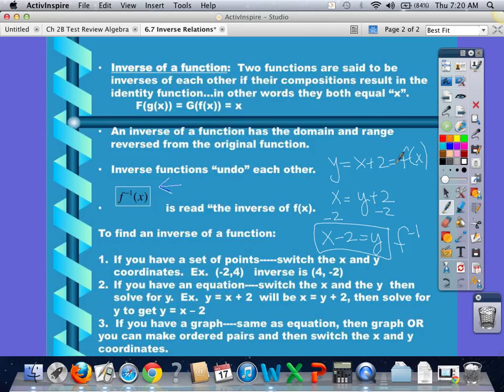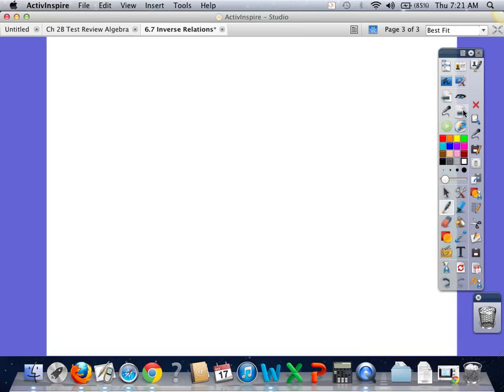And if you have a graph, you're going to do the same thing as an equation. You can graph your equation, find your points if you want to, and then switch them and then graph those points and make your inverse. Or you can take the equation, switch x and y out, solve for y, and graph the inverse. Either way will work. All right. So those are inverses.